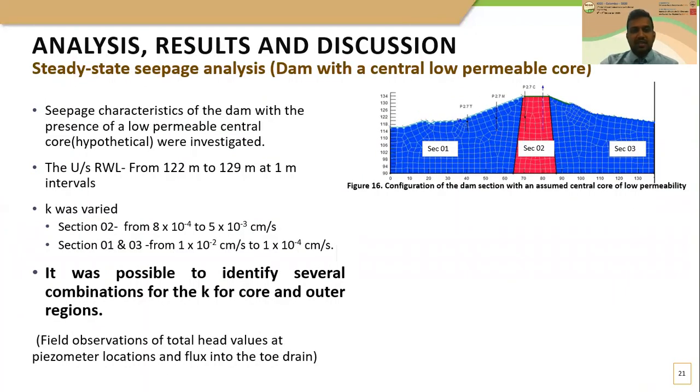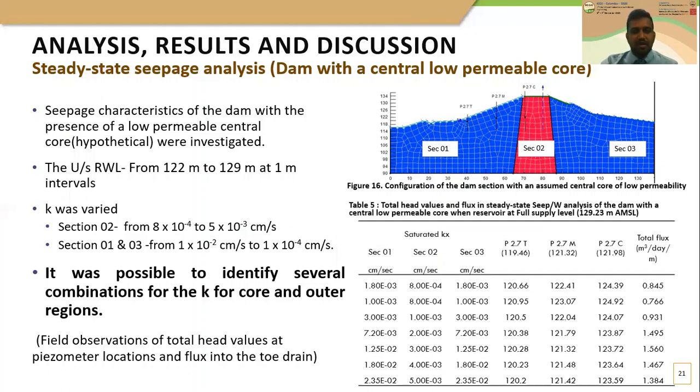With the ideas and results obtained from the previous analysis, here I have done steady state seepage analysis for the dam with the presence of a hypothetical low permeable central core. Here K was varied in the core and outer section as mentioned here. From this analysis, it was possible to identify several combinations of K values for the core and outer regions which provide far better agreement with the observed field flux values.